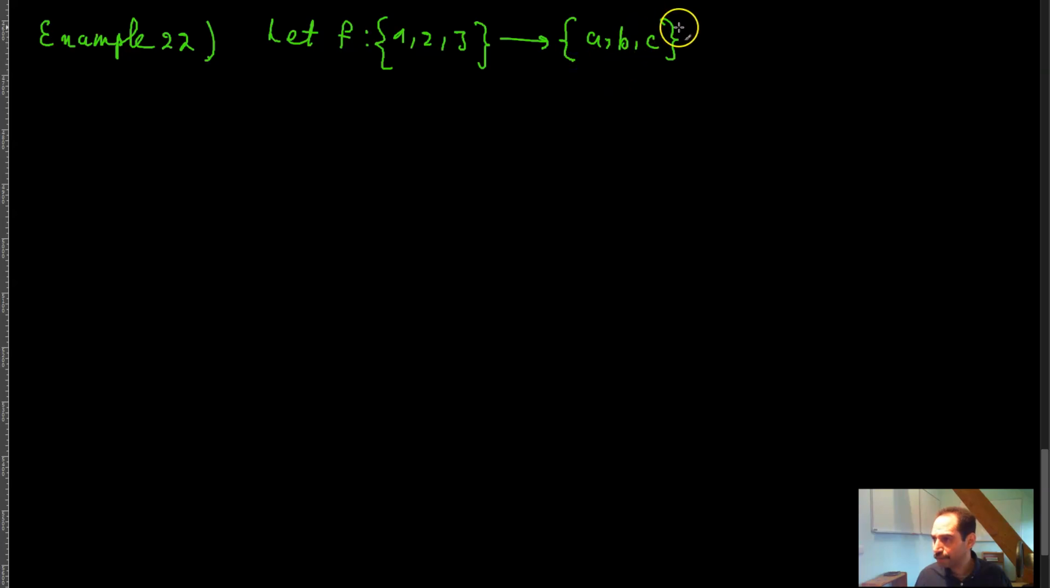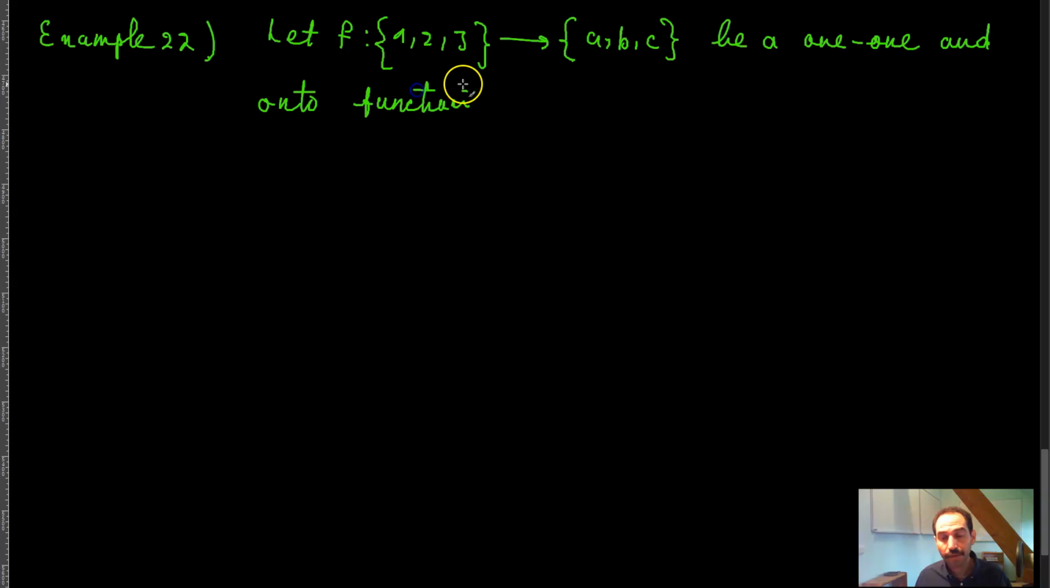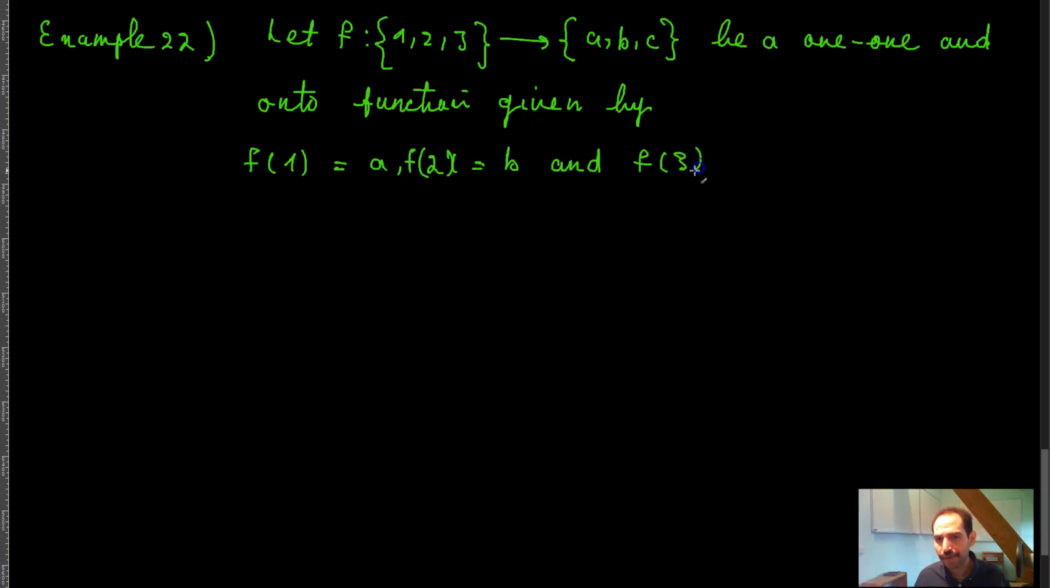Let f be a one-to-one and onto function, given by f of 1 is equal to a, f of 2 is equal to b, and f of 3 is equal to c.